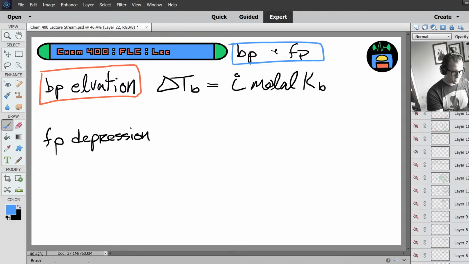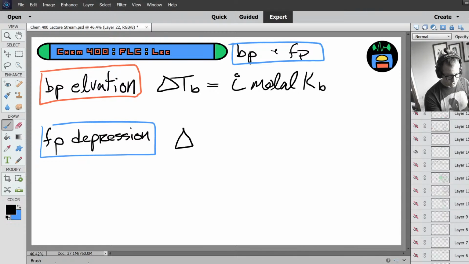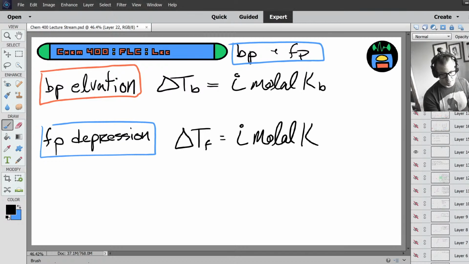is pretty much the same. The change in the freezing point is equal to the Van't Hoff factor times the molality of the solution times, this is the only difference, a different constant. It's the freezing point depression constant. So you just have to look up a different constant, but the equations function the exact same way.